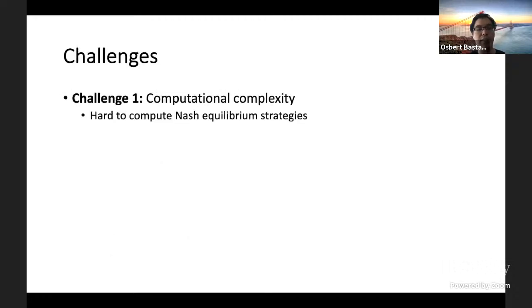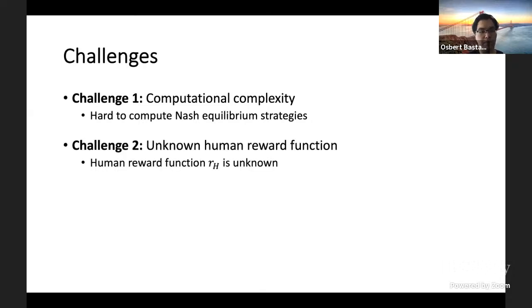So there are two key challenges in this setting. The first is the computational complexity of computing Nash equilibrium strategies. And the second, and possibly more importantly, is that we don't actually know what the human reward function is in practice. This is the reward function RH. And without the human reward function, of course, we can't possibly compute the Nash equilibrium strategy.